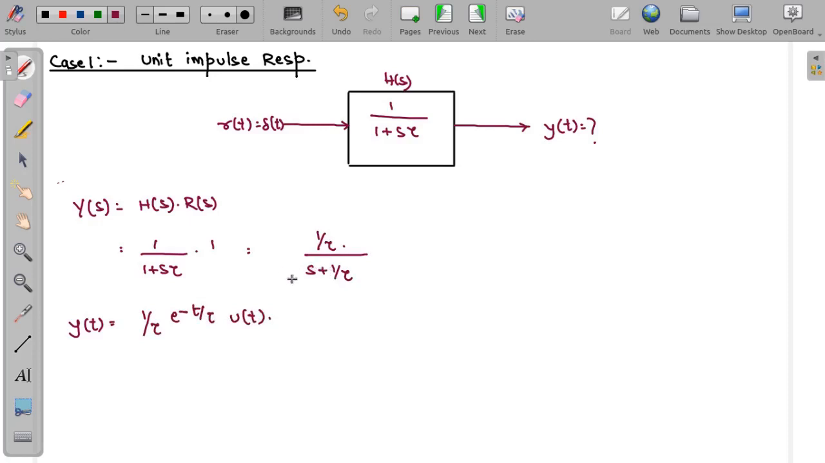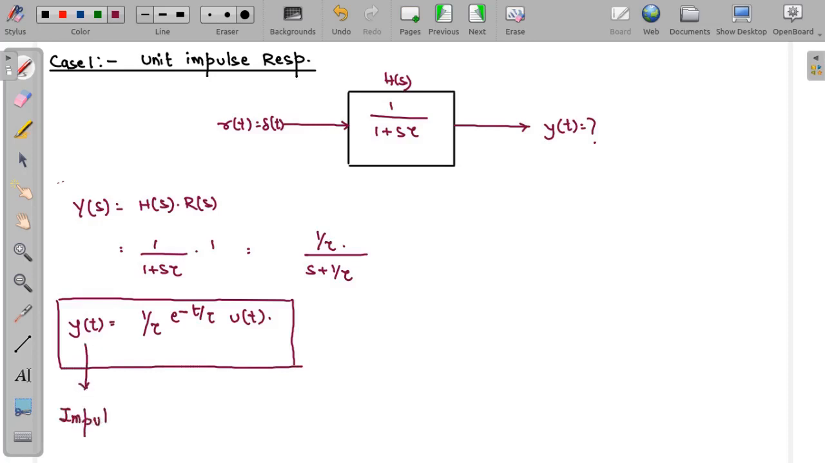So this is your y of t. This y of t is known as the impulse response. And the transfer function of the impulse response, sorry, the Laplace transform of the impulse response is what?